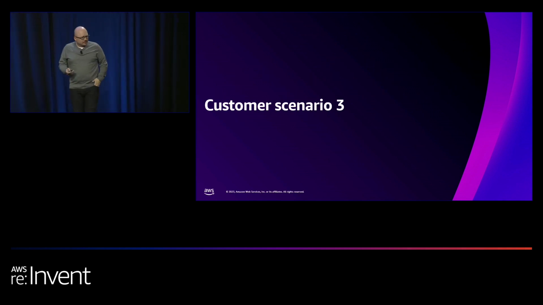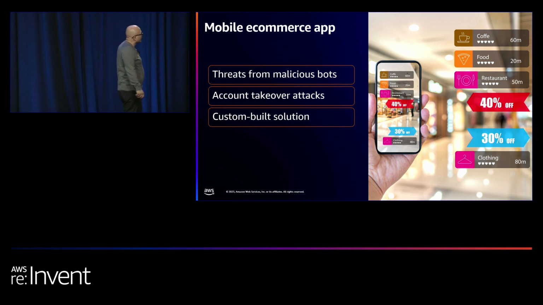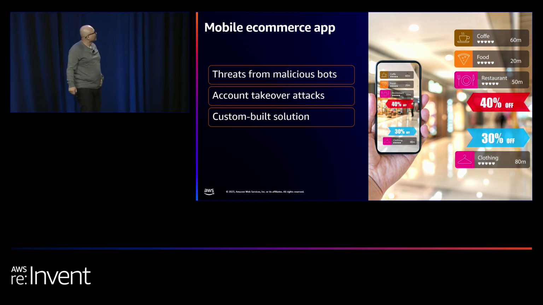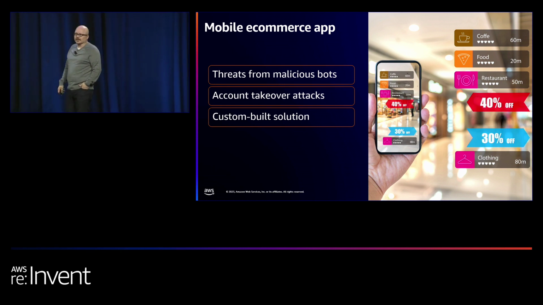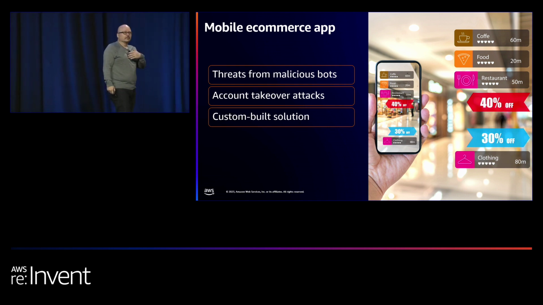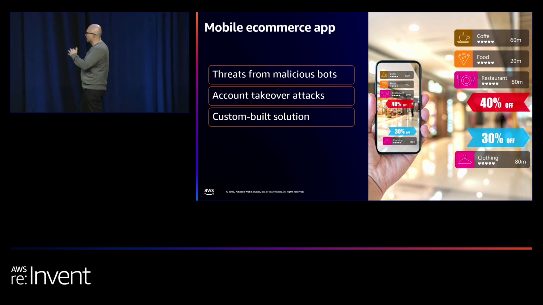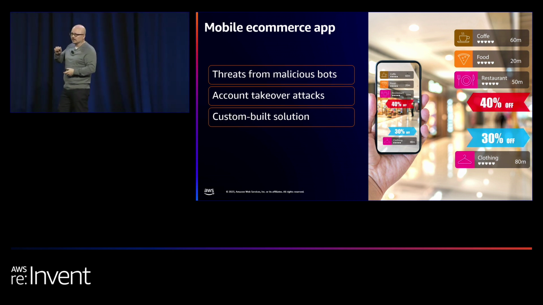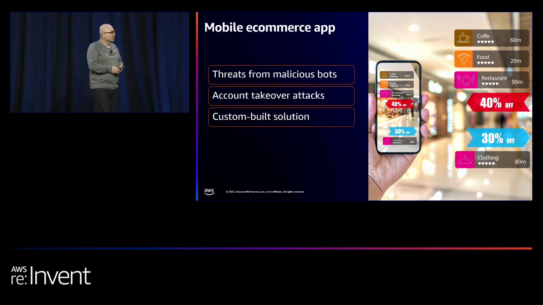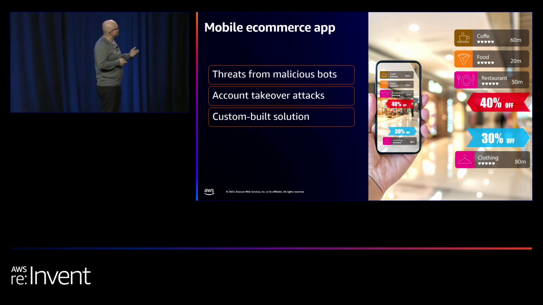And the last one was a mobile e-commerce app. So they had threats out of malicious bots. They were doing account takeovers, and with the account takeovers, what that means is that they were having bots who were performing actions as if they were people. So the bots were trying to masquerade as humans. They were going in, they were doing fake reviews, they were trying to extract user information.